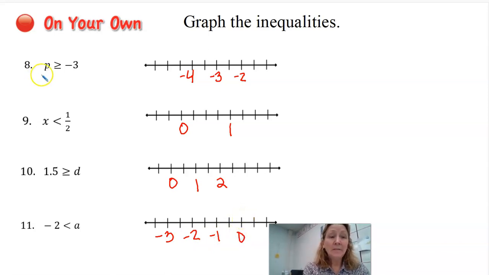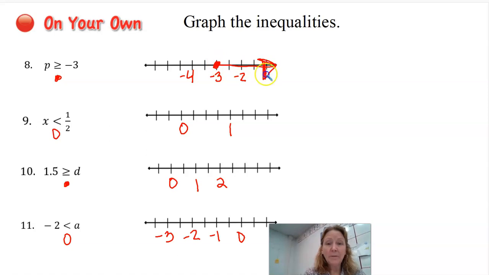Okay, so the variable is written first. So I know the arrow is going to match the inequality. So this is including -3, so it's a closed circle. This doesn't include 1/2, it's an open circle. This includes 1.5, closed circle. This doesn't include -2, open circle. So I already know my open and closed. So now, let's see, I put the closed circle at -3. I know I'm looking for numbers greater than -3, so I go in that direction and I make my arrow.